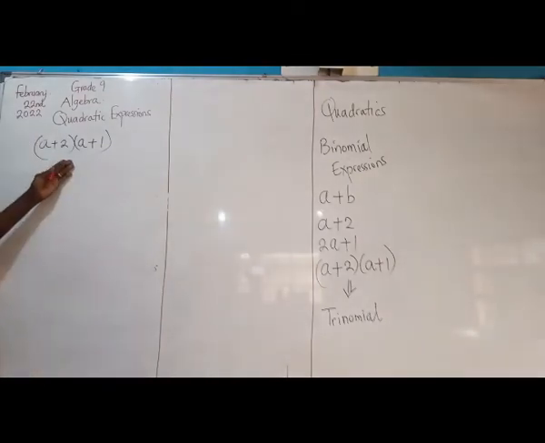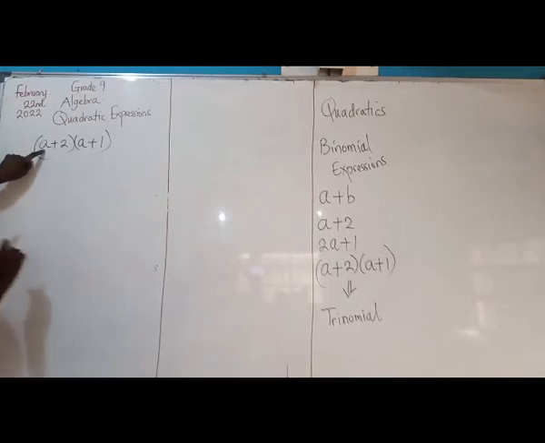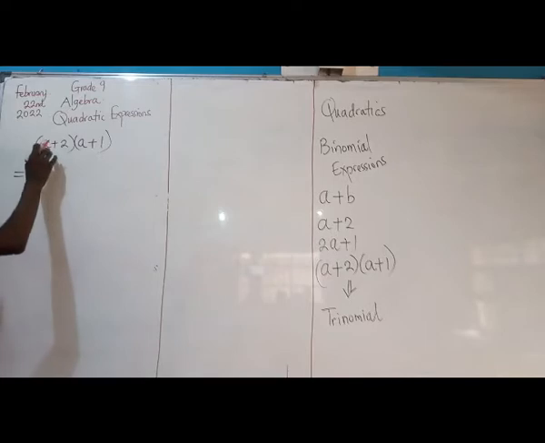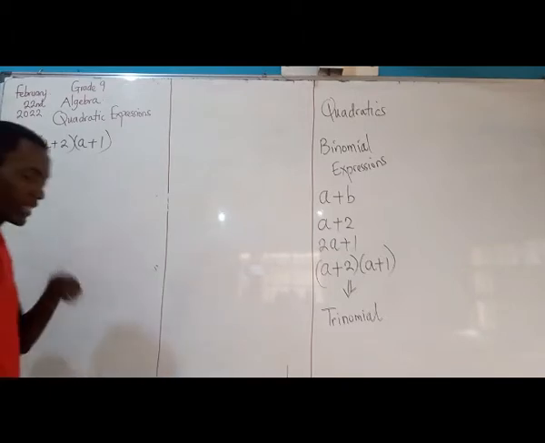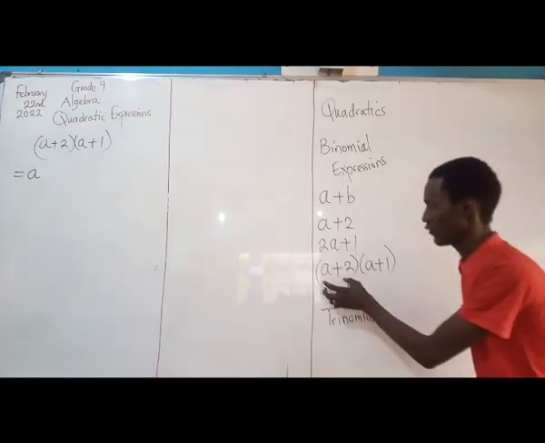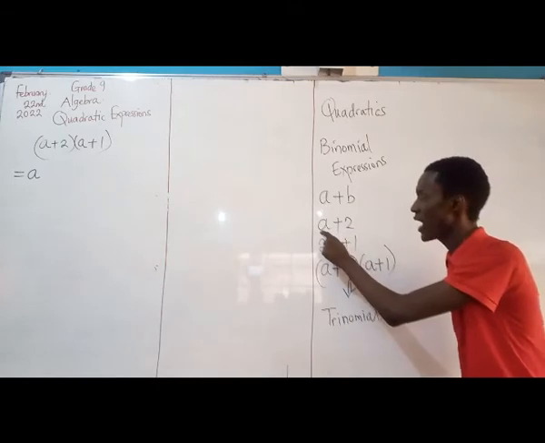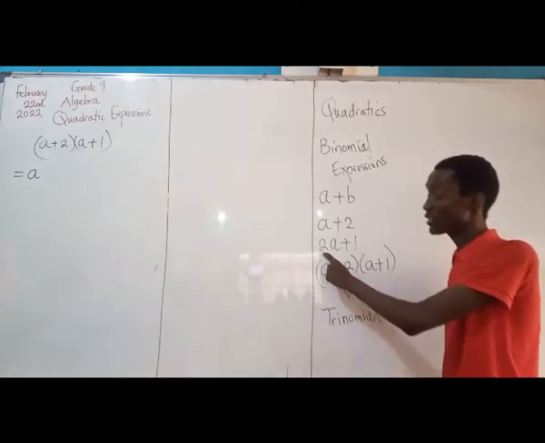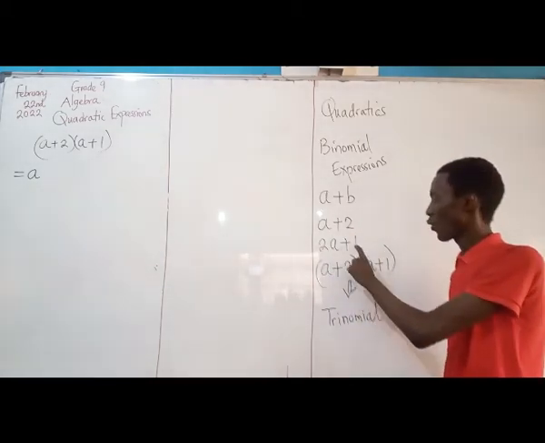Okay, back to our case in point: A plus 2 into 2A plus 1. We'll use the method we have been using before. Now take note of something. I think I left out something that was very important here. Every binomial has two terms. If you consider this to be a binomial, which it is, A is the first term, 2 is the second term. If I consider this to be another, 2A is the first term, 1 is the second term.